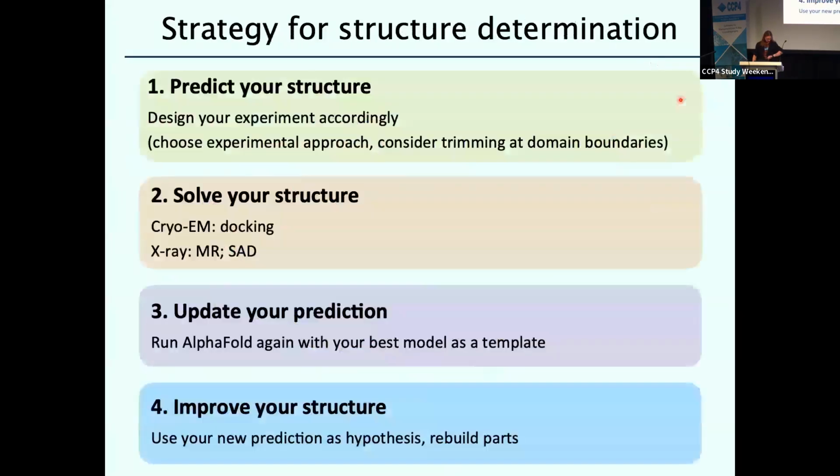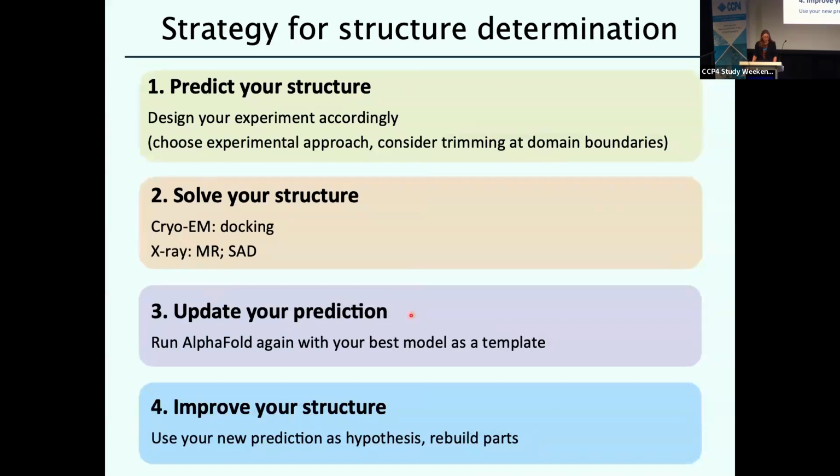So here's the strategy for structure determination in the AlphaFold era. First step is to predict your structure, and then we can design our experiment accordingly. So we can choose the experimental approach. We can think about trimming at domain boundaries for the crystallization construct. And then we can solve the structure. So in cryo-EM, we can apply docking. In X-ray crystallography, we can use molecular replacement or experimental phasing.